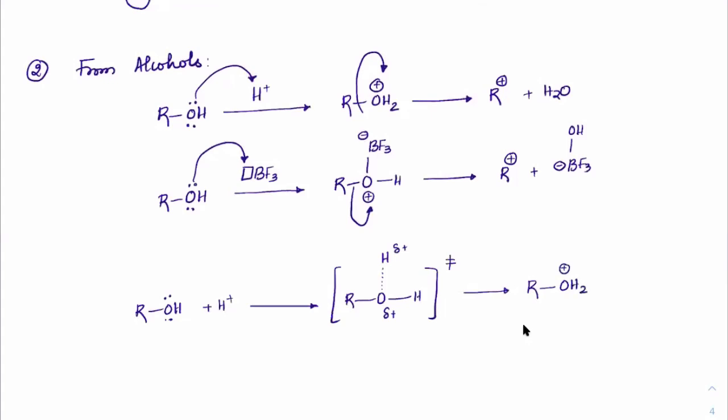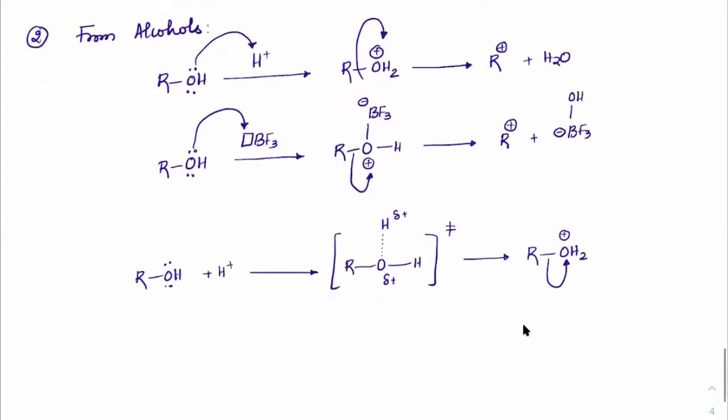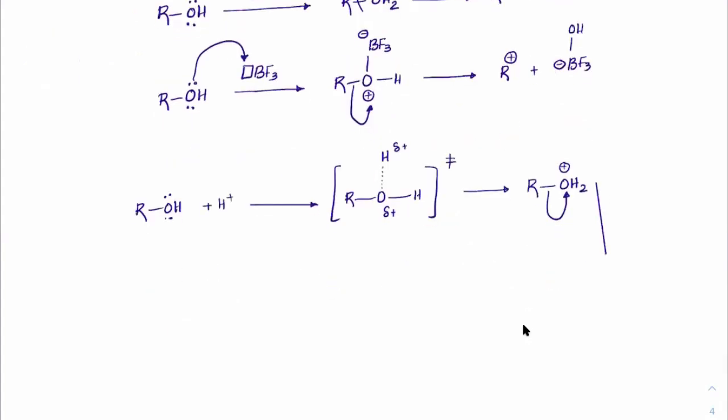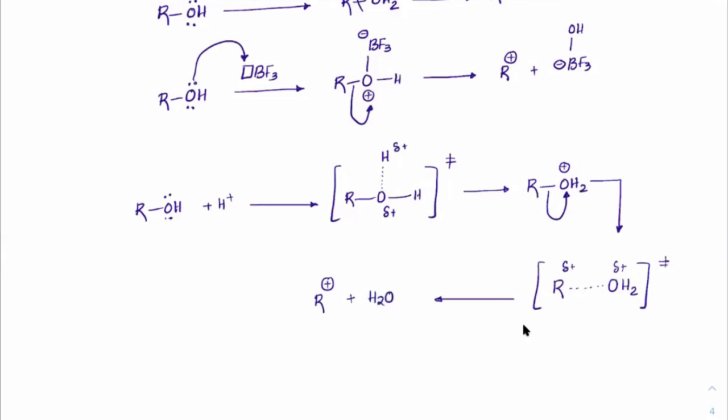So from this intermediate, after the bond breaking is happening, it is going through another transition state, and it is forming another transition state like this. OH2 with delta positive, delta positive. So this is the second transition state through which it is finally forming R plus and H2O. Got it? H2O does not have any further reaction, so the reaction will stop here.